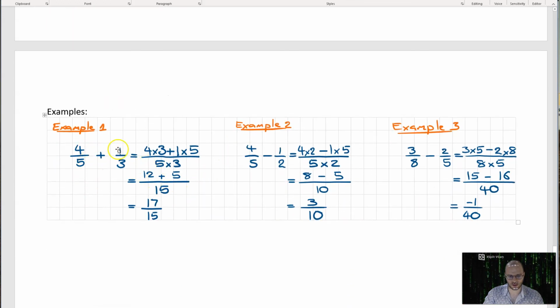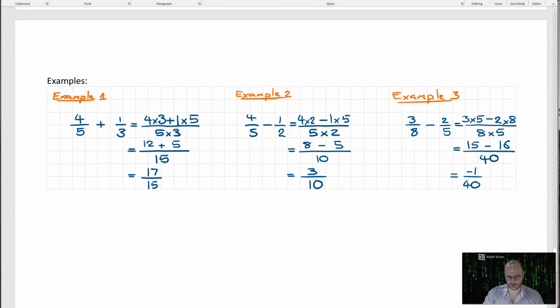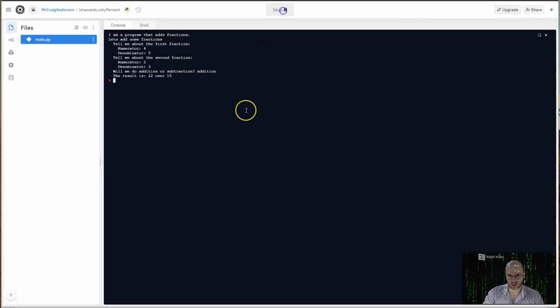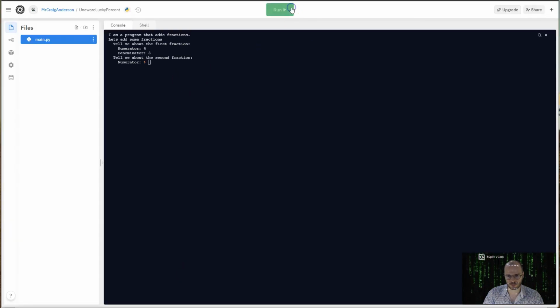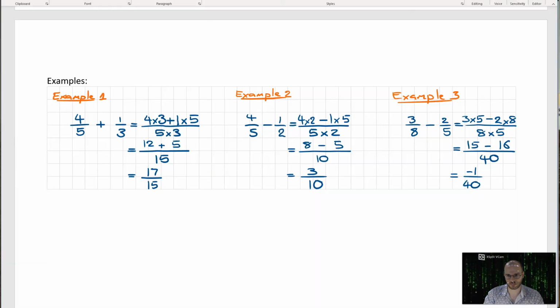We've got 4 over 5 plus 1 over 3. Let's see if it works. We'll go run. 4 over 5, and our second one was 1 over 3, so 4 over 5 plus 1 over 3. Let's go back. 1 over 3, and we're doing addition, and thus we get 17 over 15. Let's compare. So indeed we get 17 over 15.